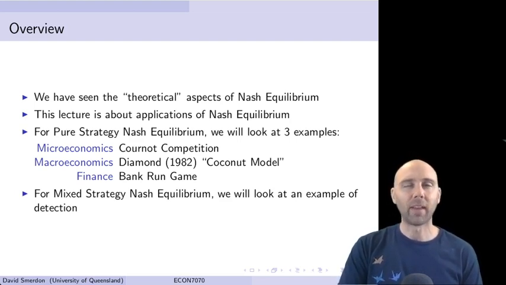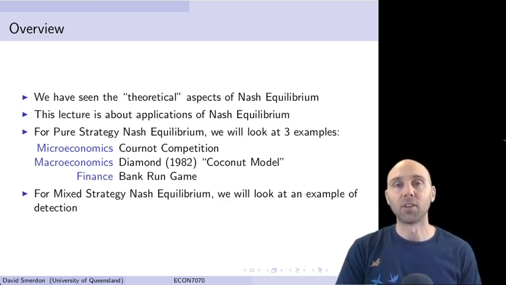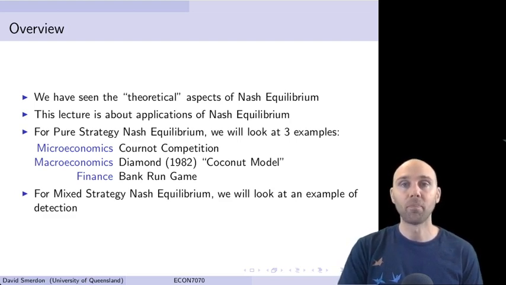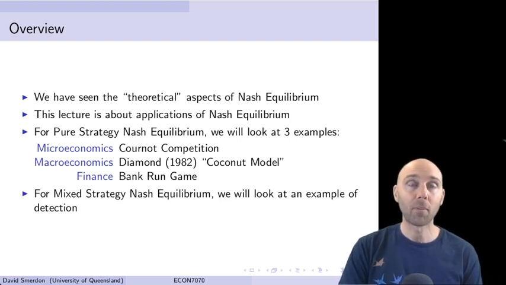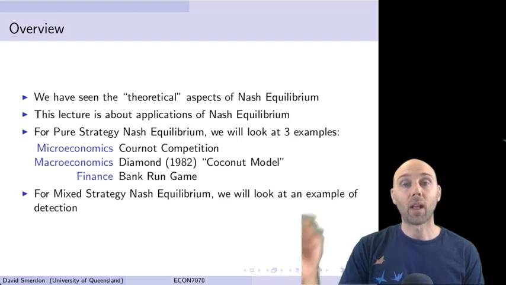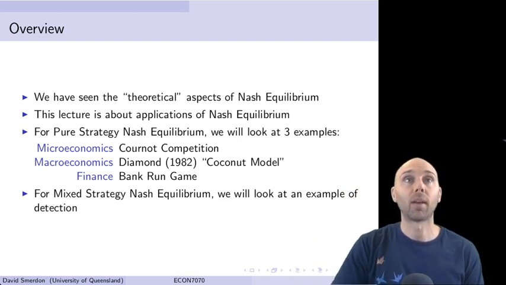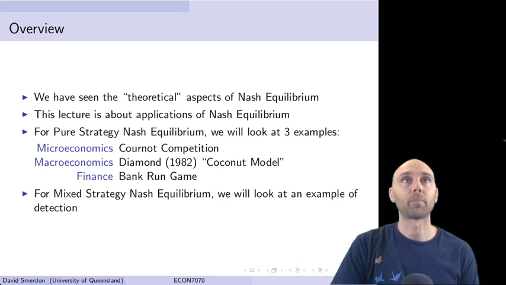The first will look vaguely familiar because you will have probably covered it if you've done any undergraduate microeconomics course, and this will be about Cournot competition. We will also discuss bank runs, or the bank run game from finance, which you may have seen in experiments or heard about in the news recently. And from macroeconomics, we will take a look at a famous model, the Cournot model from Diamond. When it comes to mixed strategy Nash equilibria, we will look at an example from a detection game.